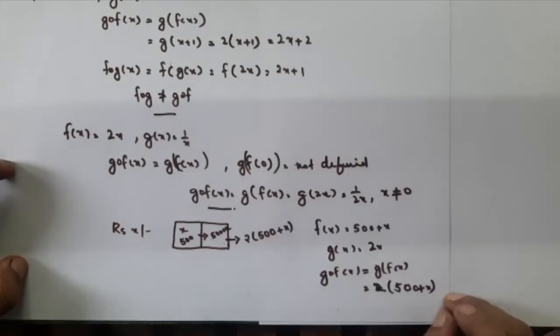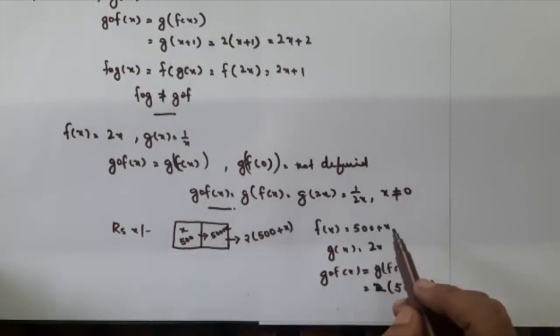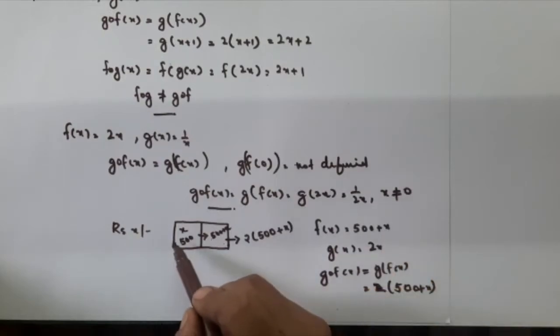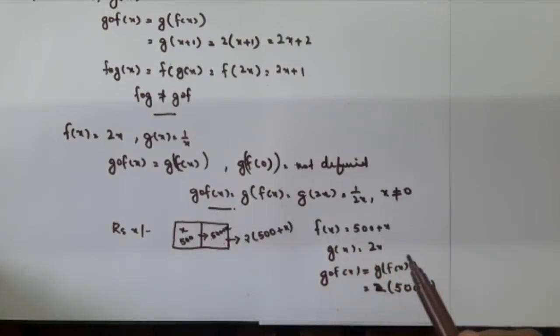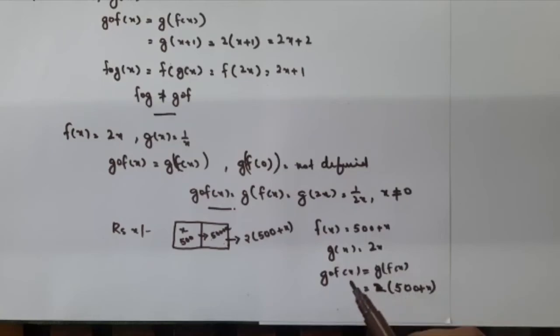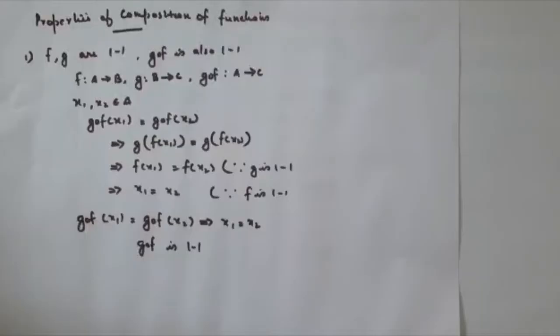This is the composition. That means if I put X rupees in the first compartment, when it is moved to the second part, it becomes 500 plus 100, that is 600. Where it gets doubled. Therefore, when it is taken outside the box, it becomes 2 into 600, that means 1200. This is the composition. This is a tricky example of composition of two functions.